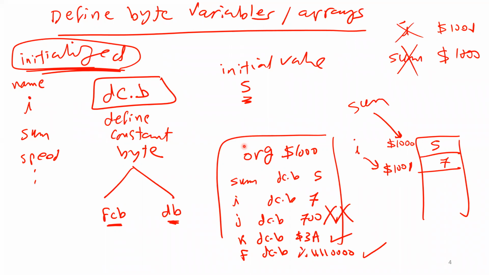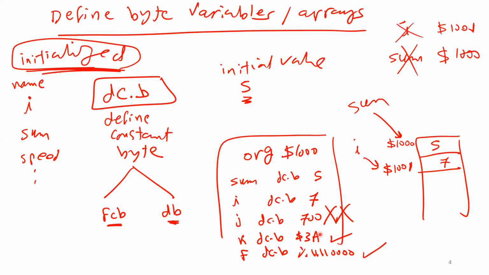Okay, so I want to tell you something. Now I have explained to you how you can define initialized byte variables. Number two, I explained when you define them this way and put them under org 1000, this is the area for variables. So all variables should be defined in this area. I told you I have 2 areas, one area for data and the other one for code.